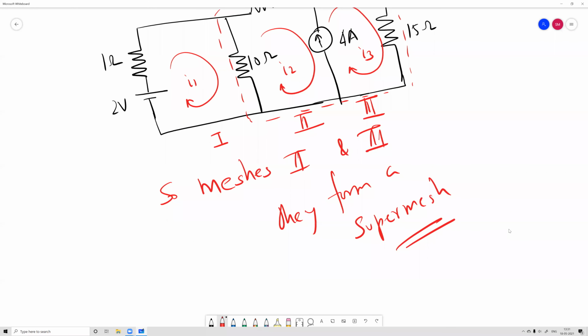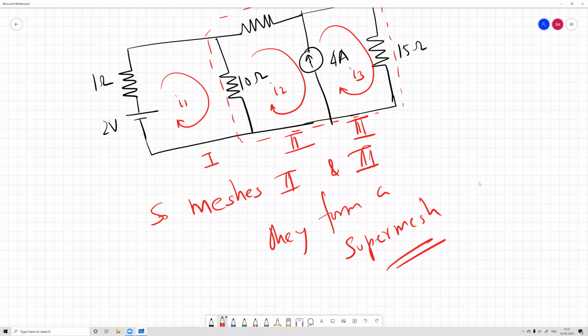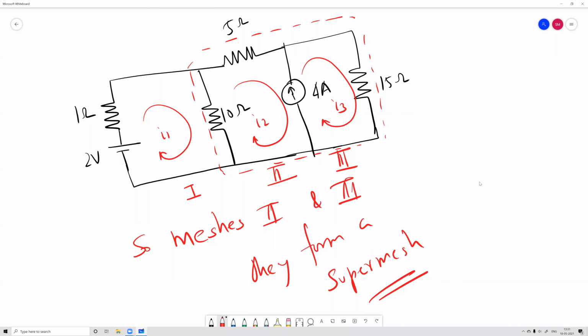Supermesh. Is it okay? Because these two meshes are sharing a current source, and in the outer loop there are no current sources. So meshes 2 and 3 form a supermesh. Is this okay?